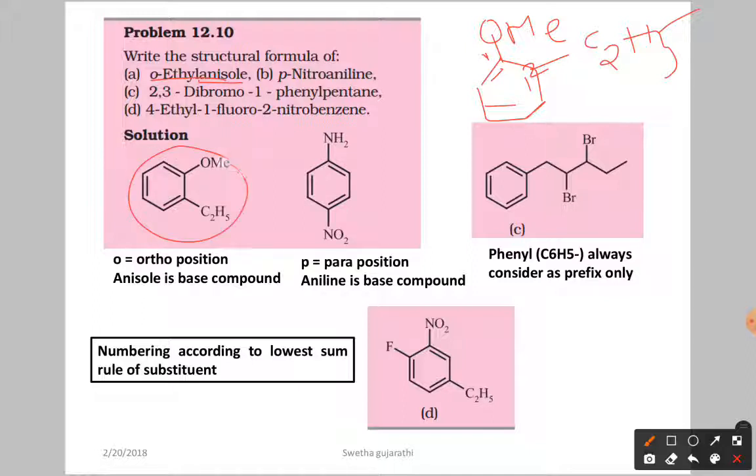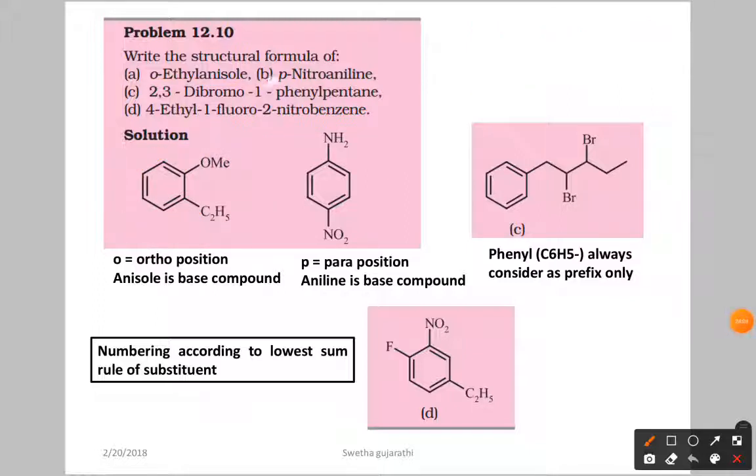This is the structure. You can write it any way, both are acceptable, but the condition is that the two groups should be adjacent. Here this is the first carbon and second carbon. You can choose any two carbons, but the condition for ortho is that they should be adjacent. Is it clear now?